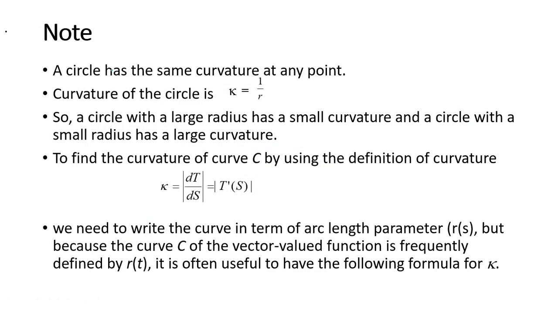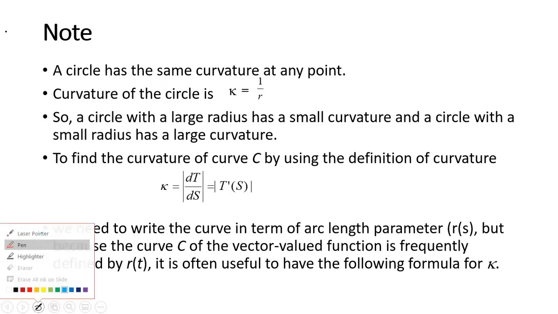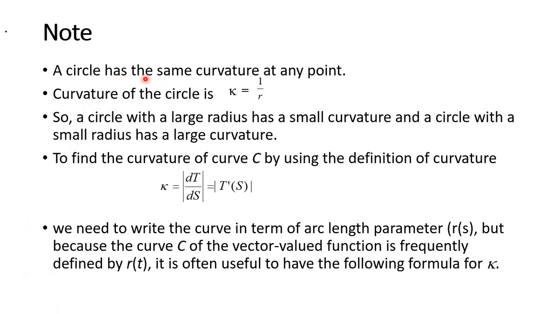The note here: a circle has the same curvature at any point, where the curvature of the circle kappa is 1 over r. So for a circle with a large radius, 1 divided by a large number, we have a small curvature. And for a circle with a small radius, 1 divided by a small number, we get a bigger number. So a small radius will have a large curvature.